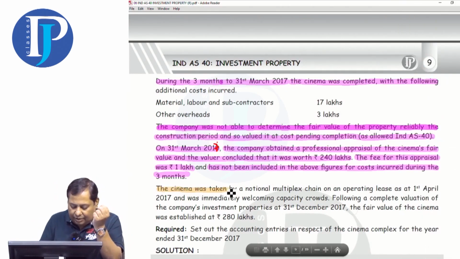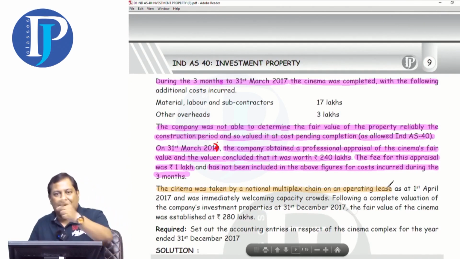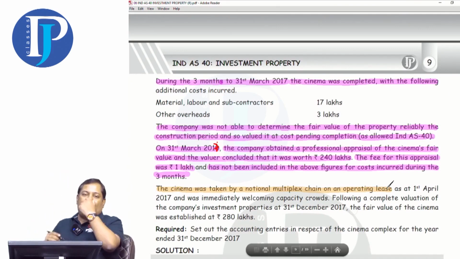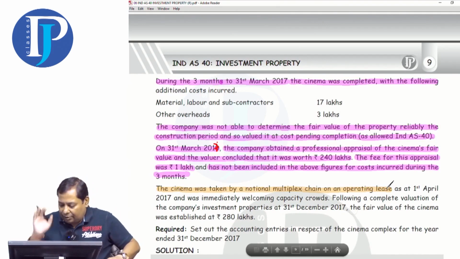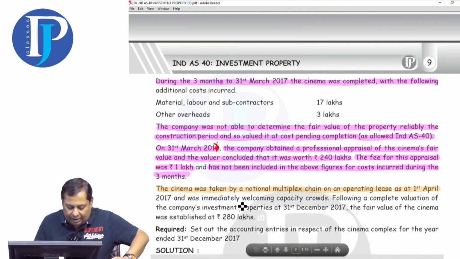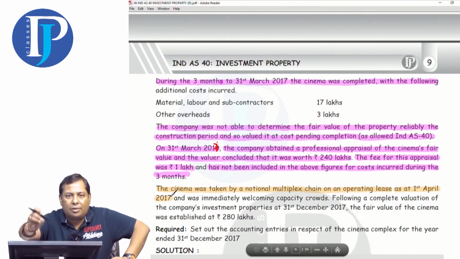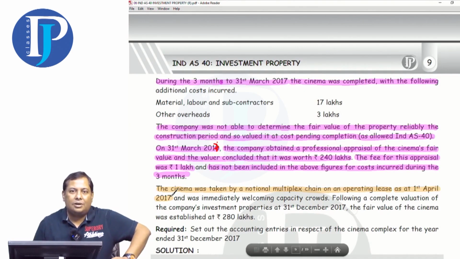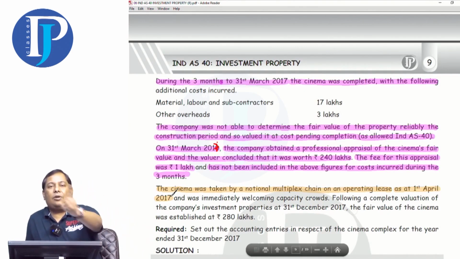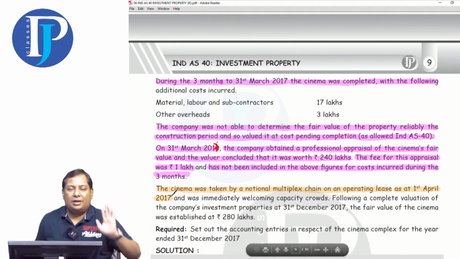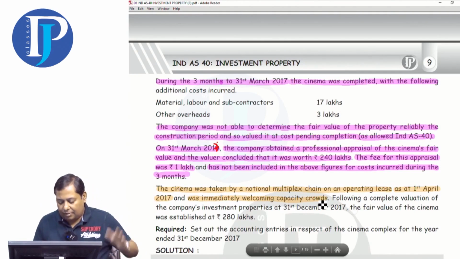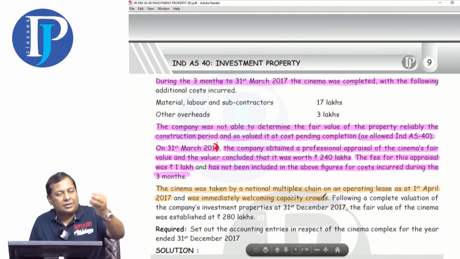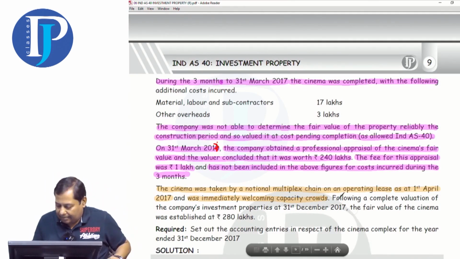The cinema was taken by a national multiplex chain, students, on operating lease, about which I was trying to explain to you earlier. The owner is not running it. The cinema is run by some company like PVR. The owner rented it. It was given on 1st April 2017. The cinema became ready on March 31st and was rented on 1st April. This means that the property has been developed for letting out only. So apply Ind AS 40 because it's a matter of property. And it was immediately welcoming capacity crowds to come and watch the movies. The theatre is ready. It was offered to crowds.